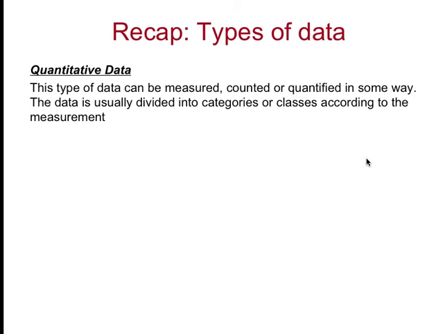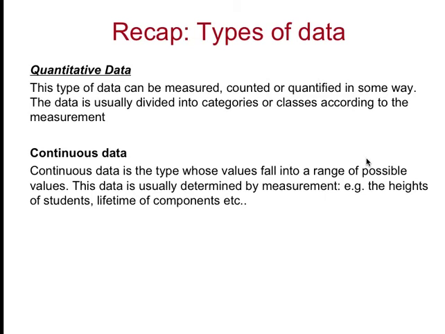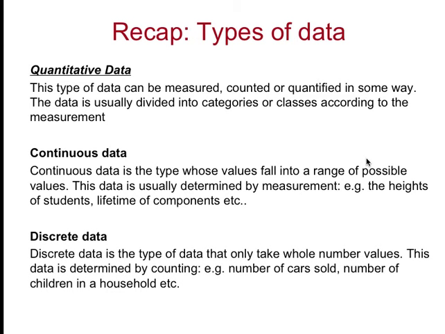You have learned about different types of data, one of which is the quantitative data, which is a type of data that can be measured, counted, or quantified in some ways. There are two types: the continuous data. A continuous data is a data that can assume any value on a continuum. Examples include height of student, lifetime of component, time required to complete a task, thickness of an item, and so on. The second one is the discrete data.